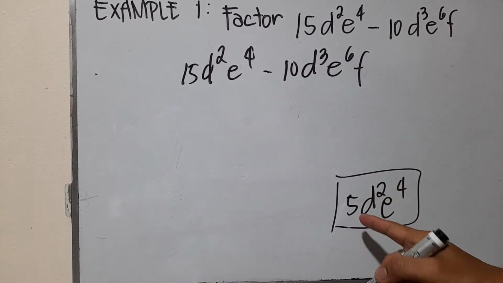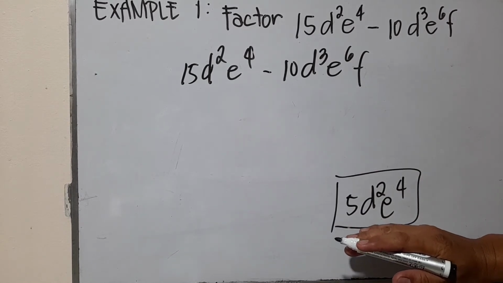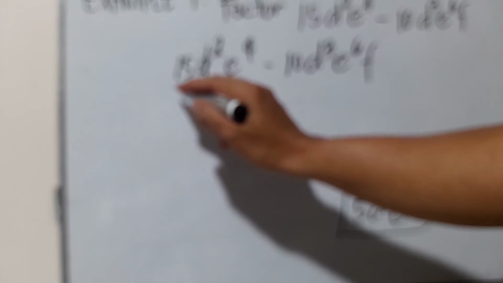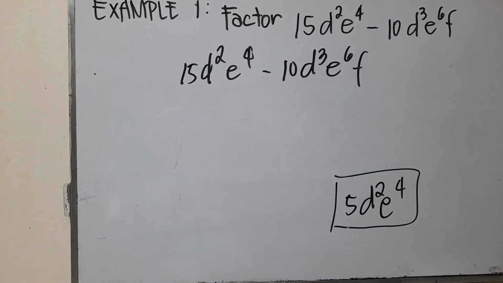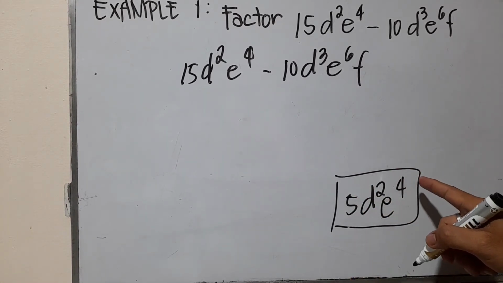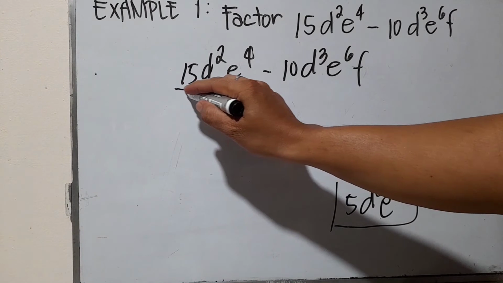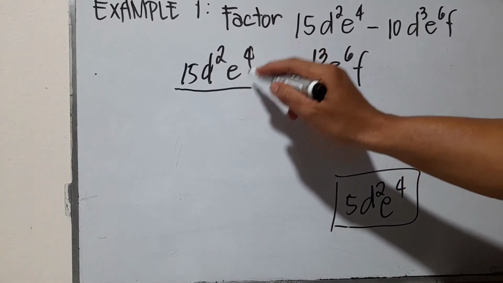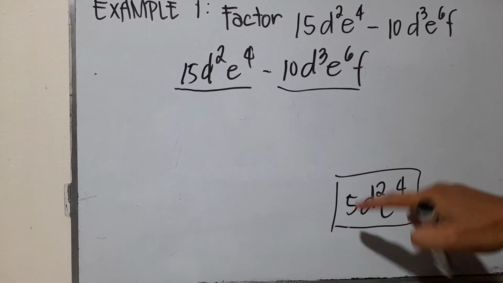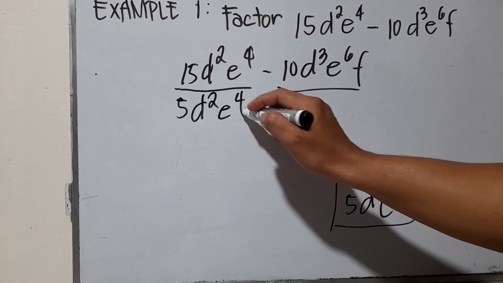Okay, so since 5d square e to the 4 is our common monomial factor, we're going to divide the polynomial 15d square e to the 4 minus 10d cube e to the 6 f by this common monomial factor, 5d square e to the 4.